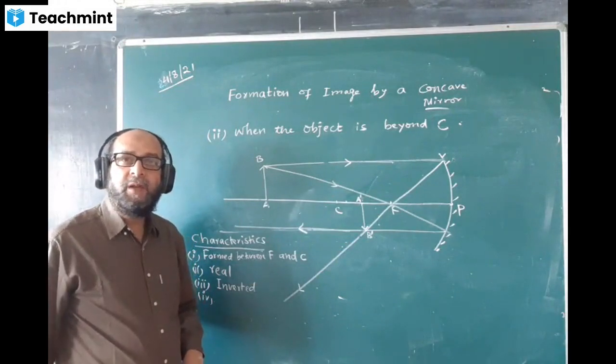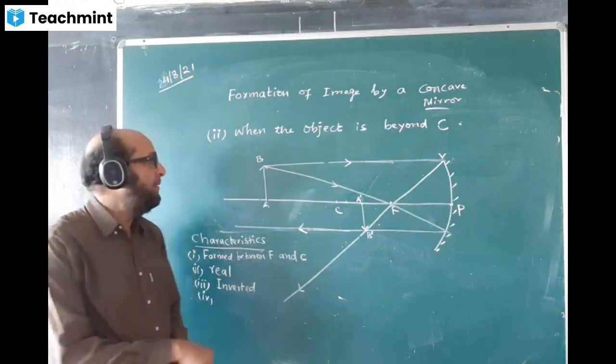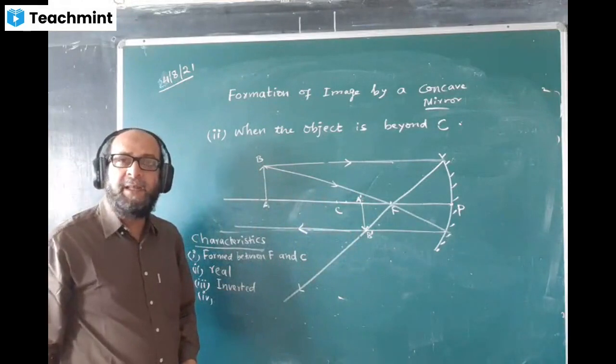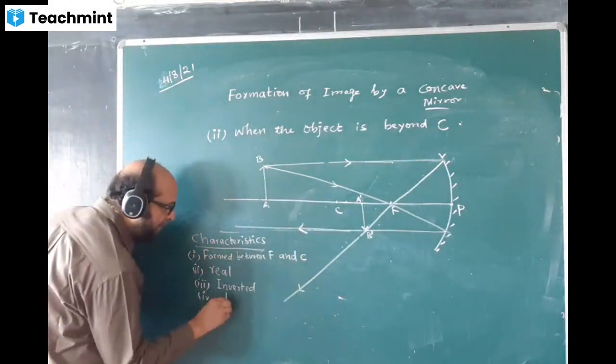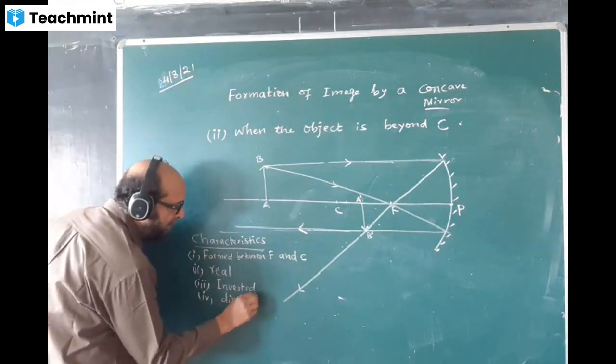Sir, smaller. Smaller. That means you can add diminished. The object is 2 lines, so this will come anything but lesser than 2 lines. Smaller than 2 lines will come. Fourth point you can add here diminished. Diminished means smaller.